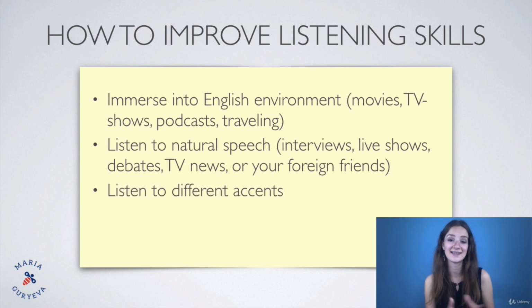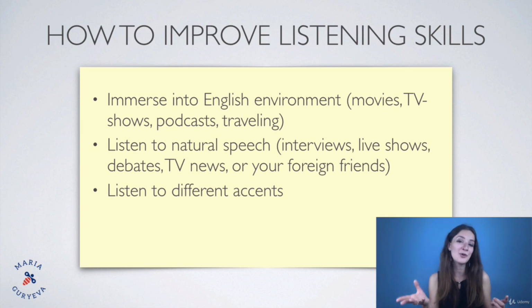Listen to different accents. Although in the TOEFL it's going to be an American accent, and we are pretty much used to an American accent because all the movies, all the TV shows, it's all about American English. So probably the TOEFL accent will be somewhat familiar to you. It's not going to be a British accent or a horrible Australian accent, I'm sorry. It's going to be a pretty familiar American accent.